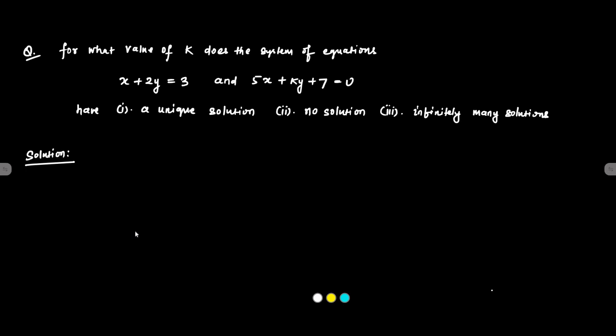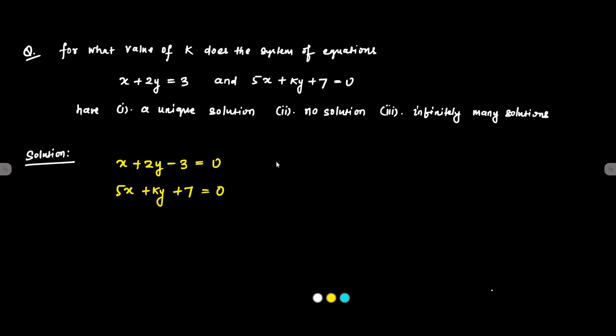So here is another question on conditions for solvability of linear equations in two variables. For what value of k does the system of equations given by x plus 2y is equal to 3 and 5x plus ky plus 7 is equal to 0 have a unique solution, no solution, and infinitely many solutions? First we have to write the equations in the standard form. So it is x plus 2y minus 3 is equal to 0 and 5x plus ky plus 7, which is already in standard form, is equal to 0.